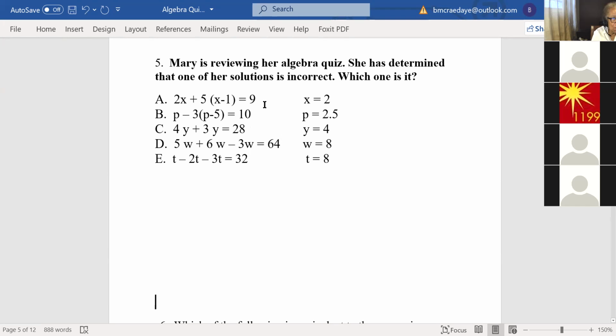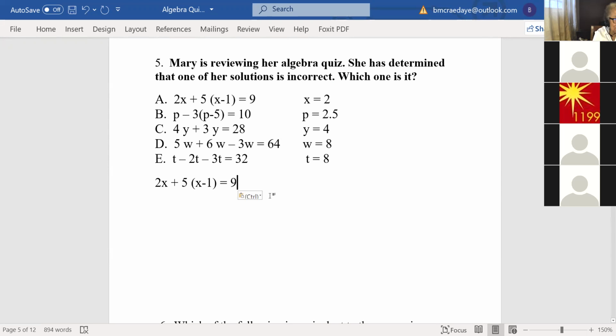She's reviewing her quiz. She knows one of her solutions is incorrect. So Mary put x equals 2. Is that correct for A? Let's just take A. You had to do all of them to find out which one was incorrect.